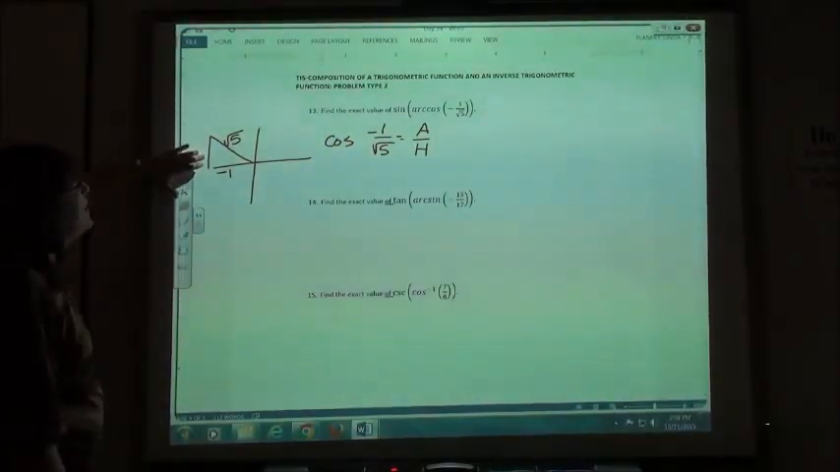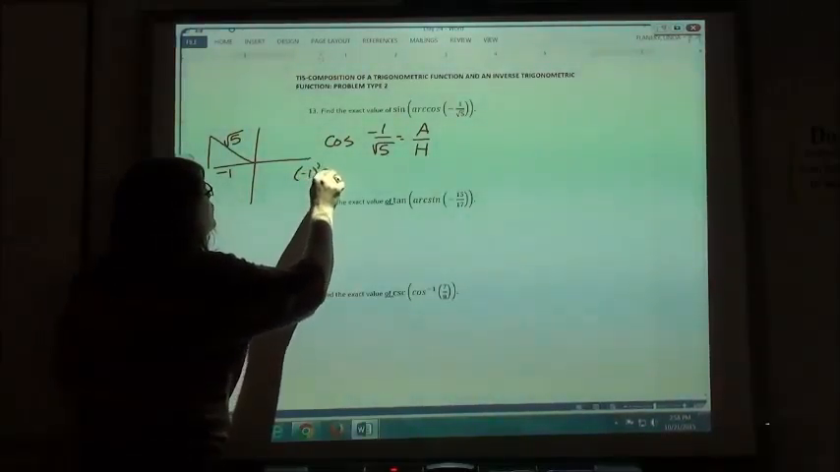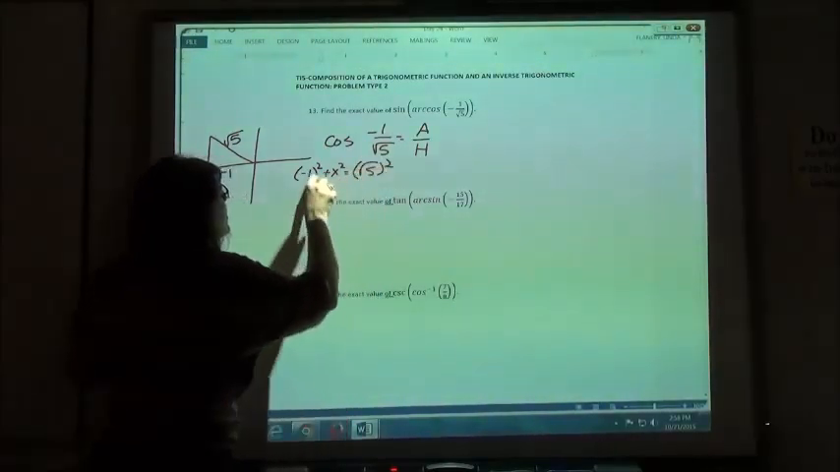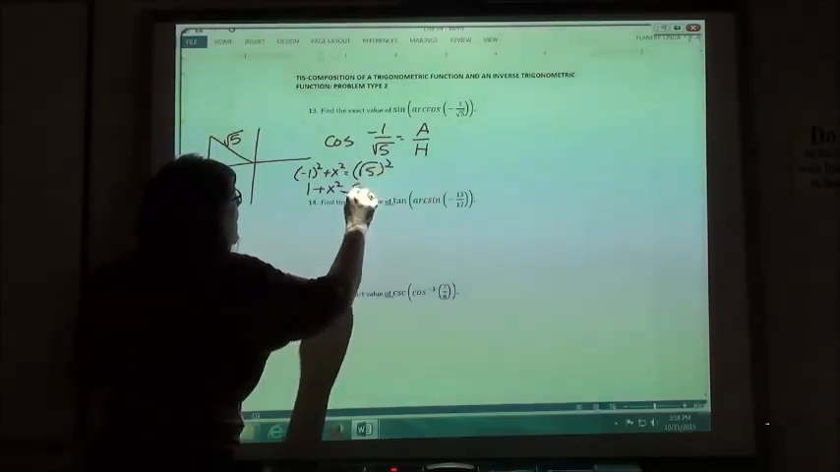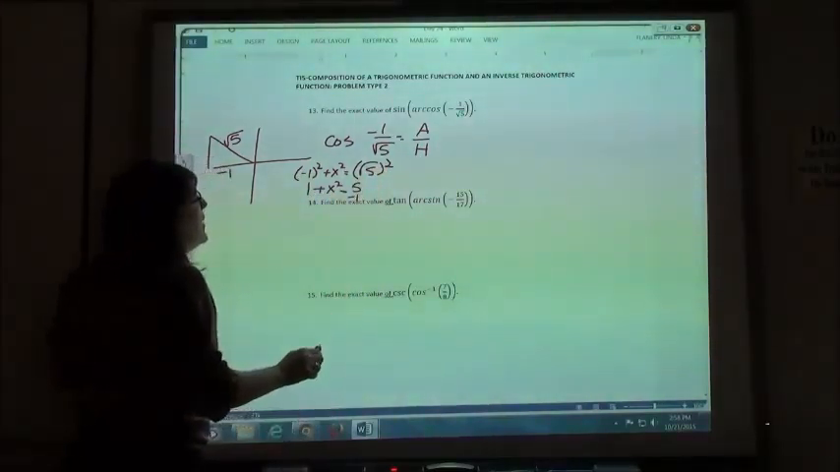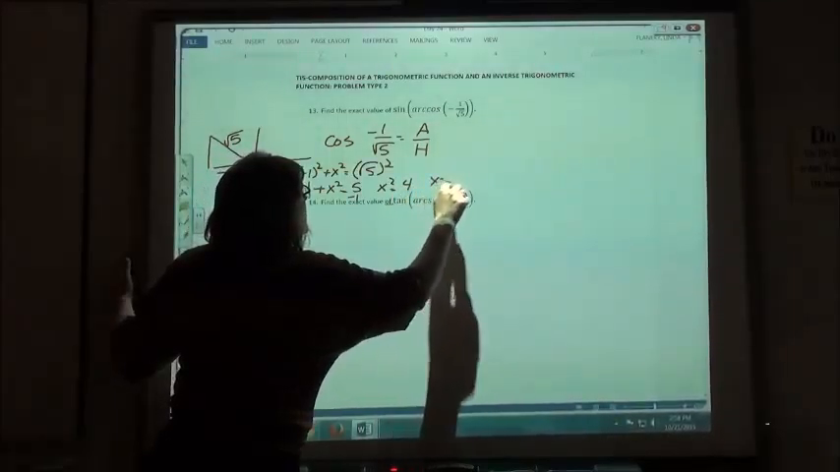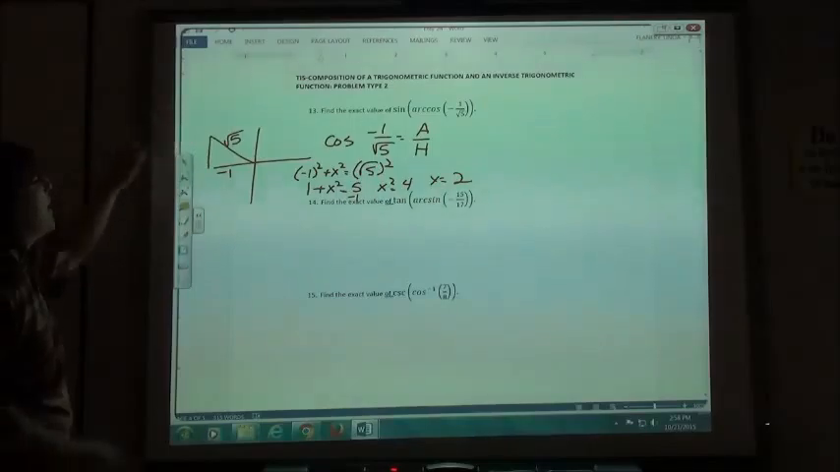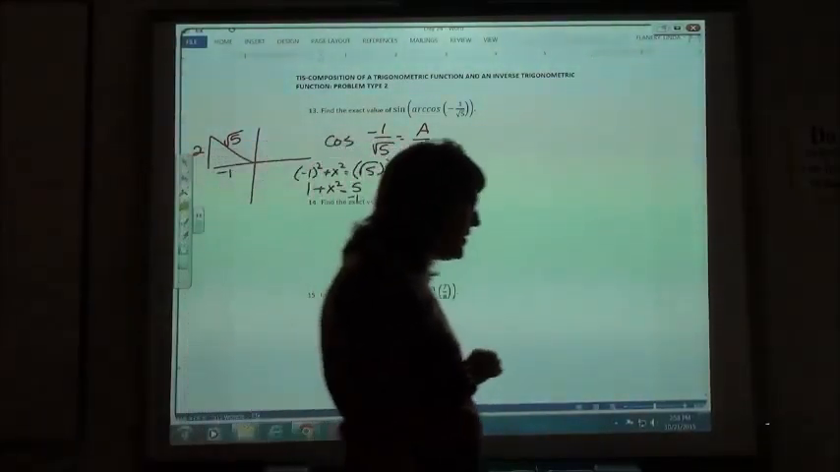I can find my missing side by using my Pythagorean theorem. So negative 1 squared plus x squared equals the square root of 5 squared. So this would be 1 plus x squared equals 5. If I subtract 1, I'm going to get 4. So x is going to equal 2. My x is going up, so I'm going to get a positive 2 for my missing side over there.